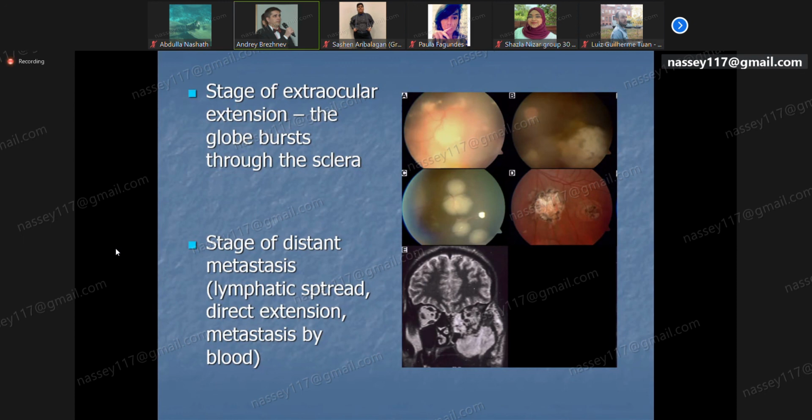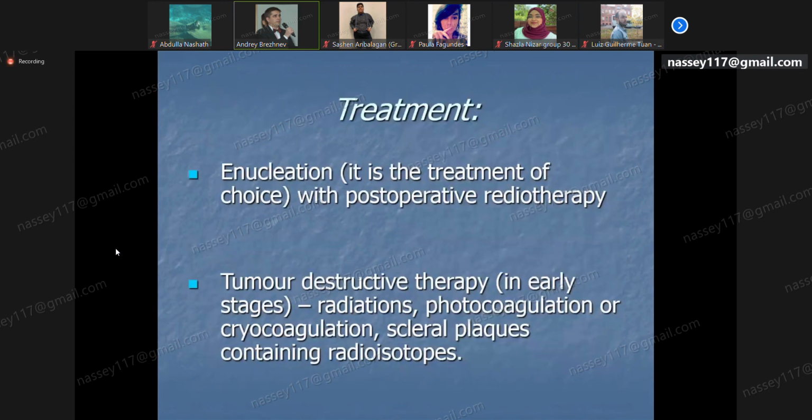Treatment. In the early stage, it's possible to perform enucleation, to remove the eyeball to prevent distant metastasis and growth of the tumor out of the eyeball, with post-operative radiotherapy, because it's a very, very malignant tumor.